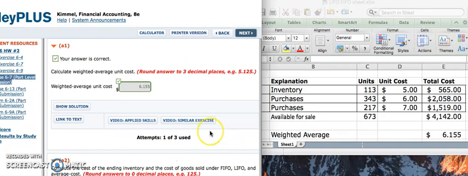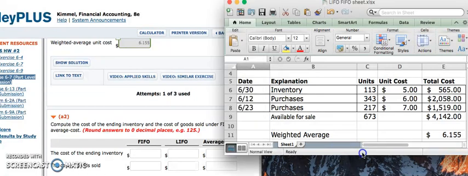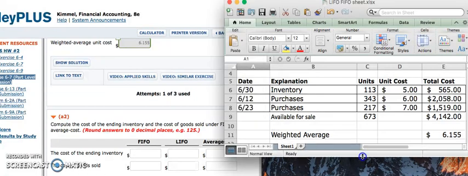Okay, so we're good. All right, so now here is the next part. We now need to figure out what our ending inventory cost and our cost of goods sold are for the three different methods: FIFO, first in, first out; LIFO, last in, first out; and average cost. Because I'm on the average cost, and I think that's probably the easiest one, we're going to start there.